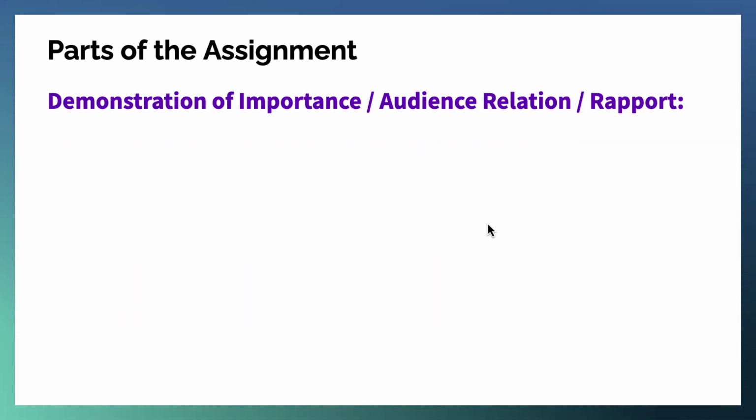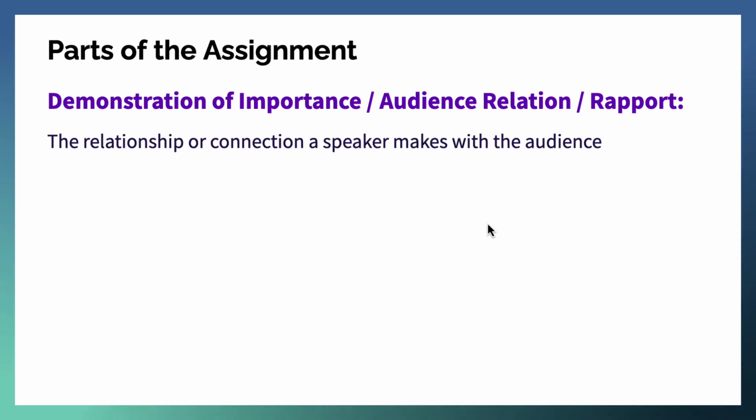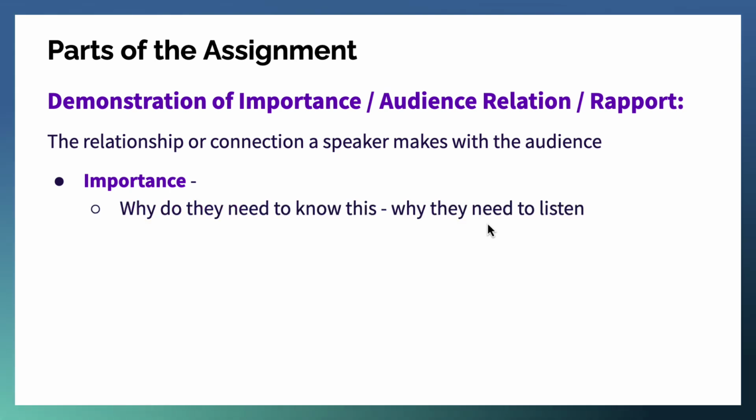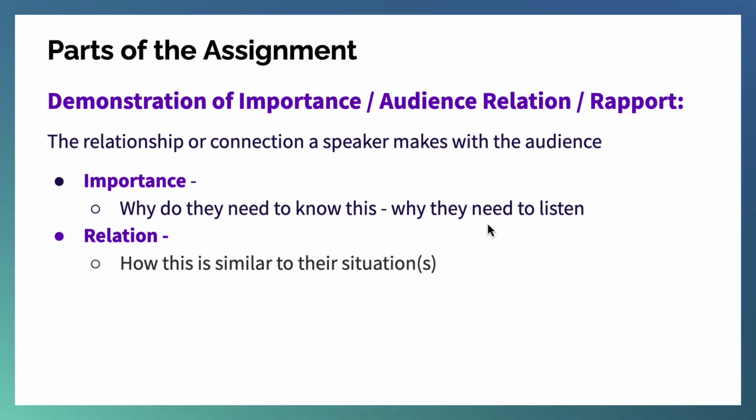Okay. The demonstration of importance to the audience. Now that I got their attention, now that I've told them what we'll be talking about, now let's make sure they know why it's important to them. So this is a relationship or connection a speaker makes with the audience. It's important. Why do they need to know? Okay, why do they need to listen? So why is this of importance to the audience? Relating to them, this idea of this is similar to their situations.